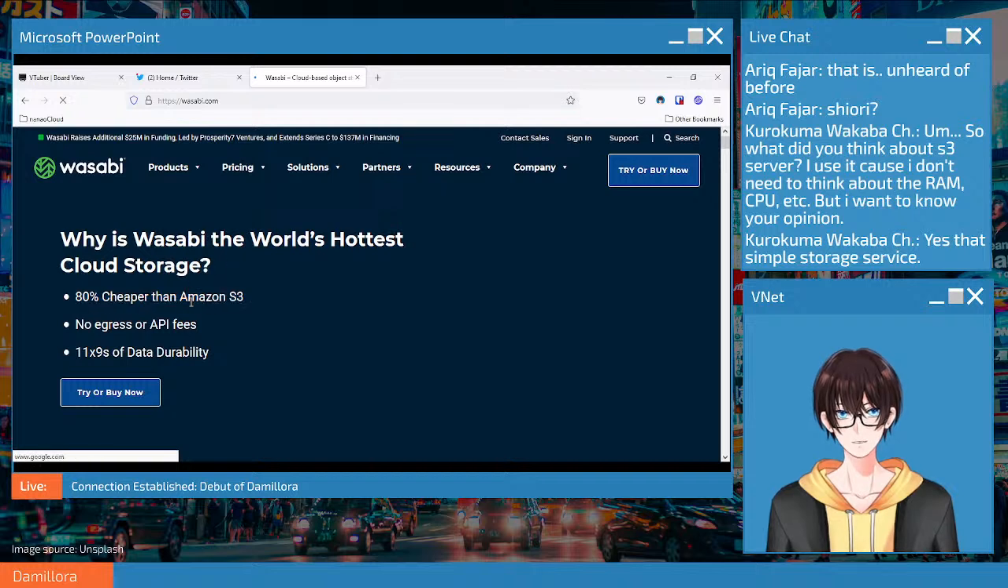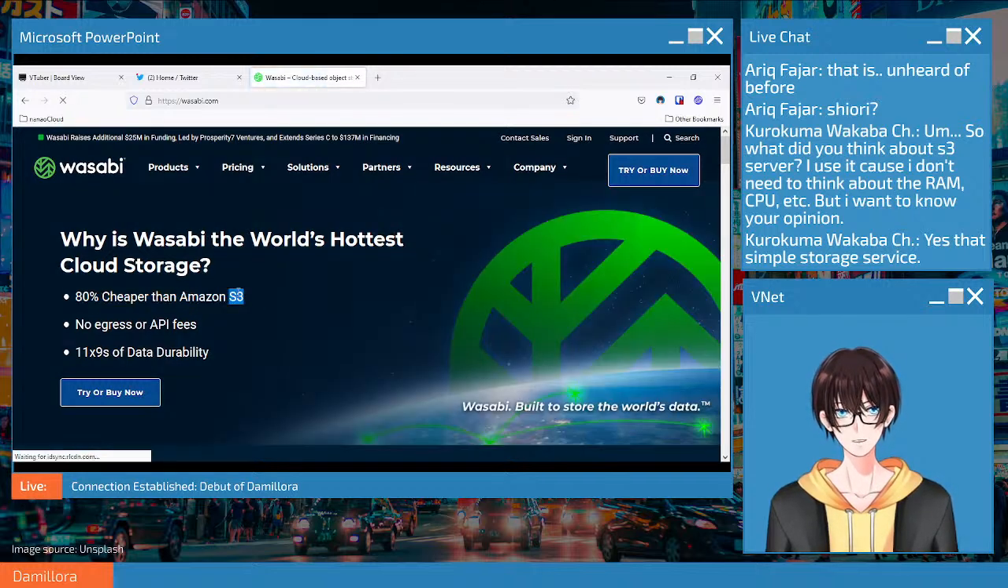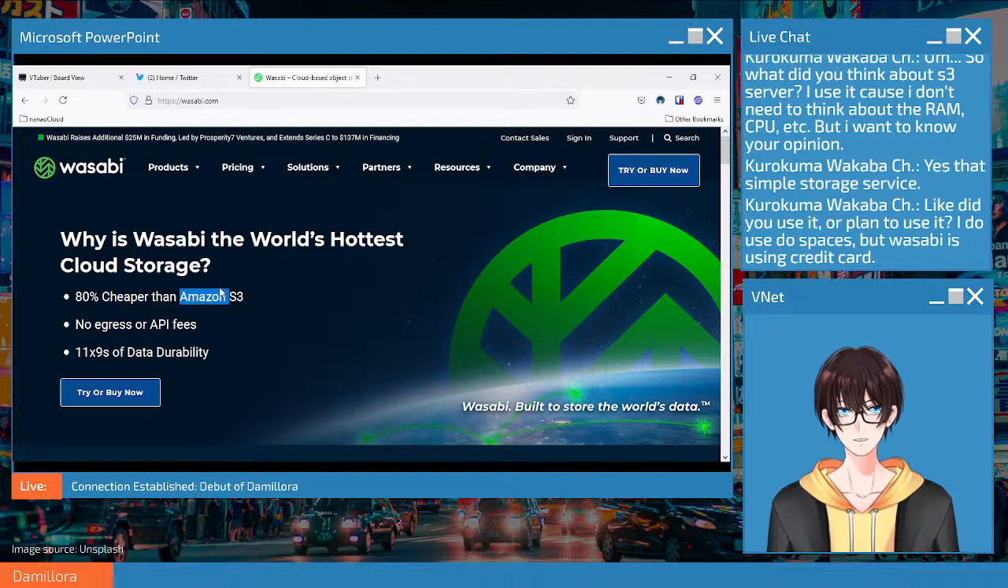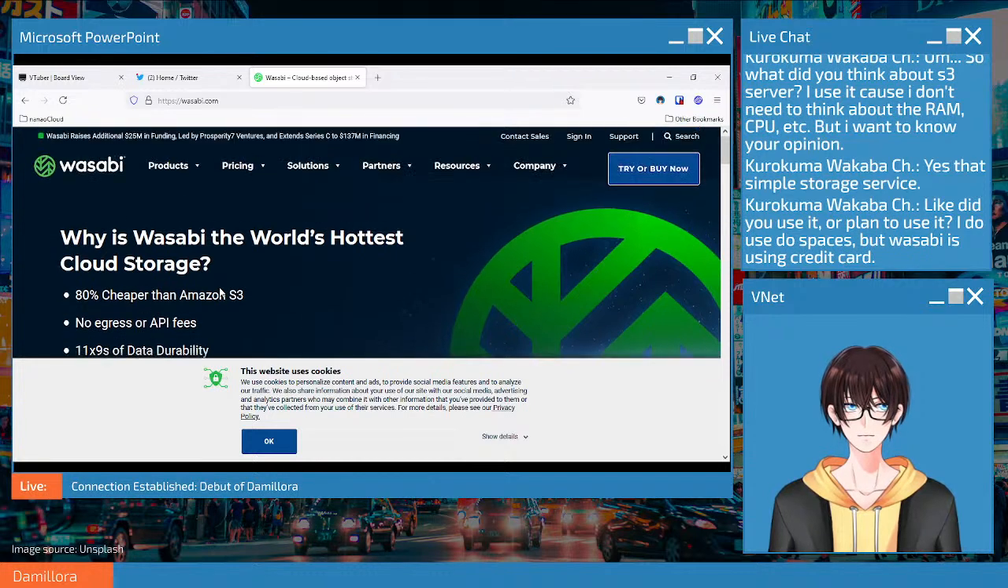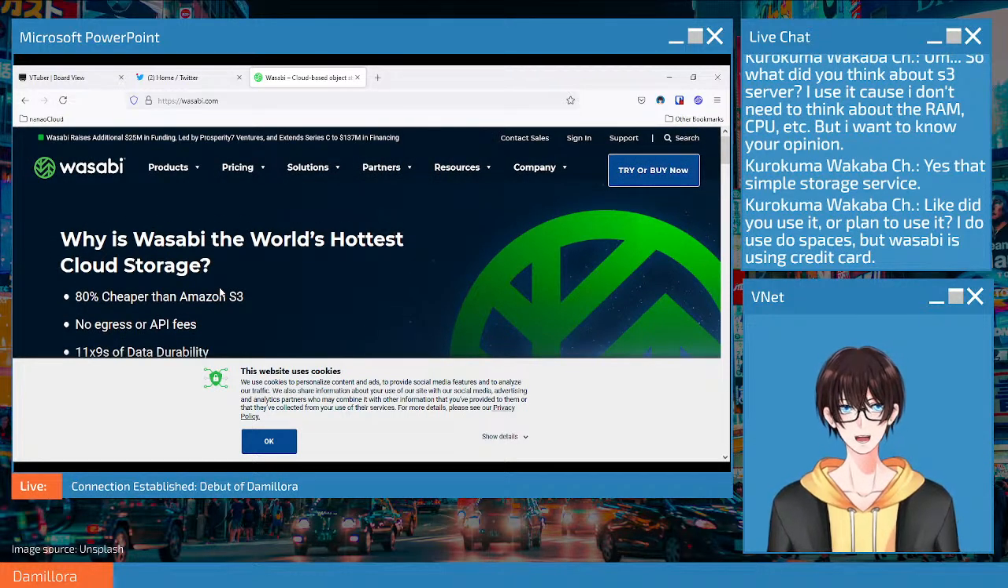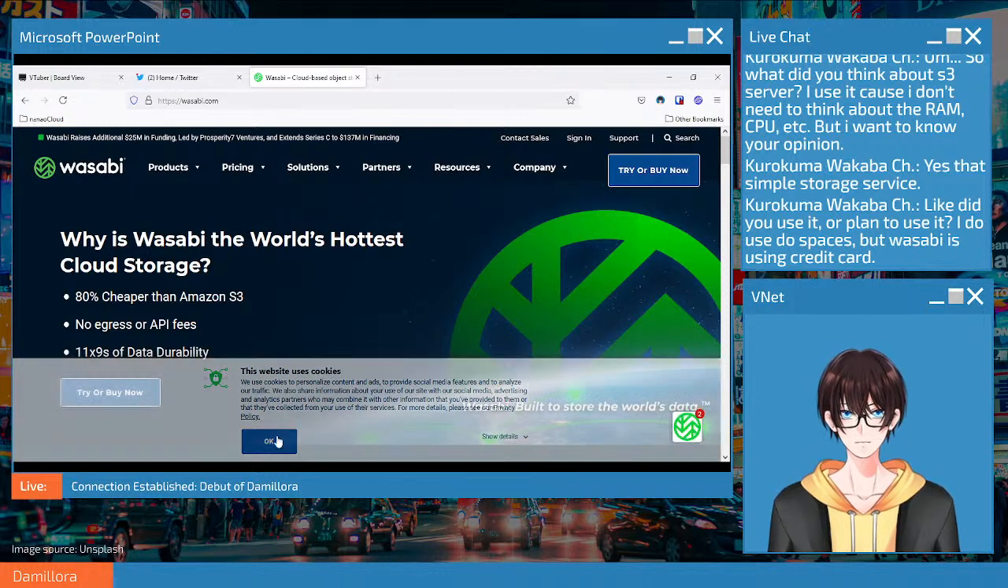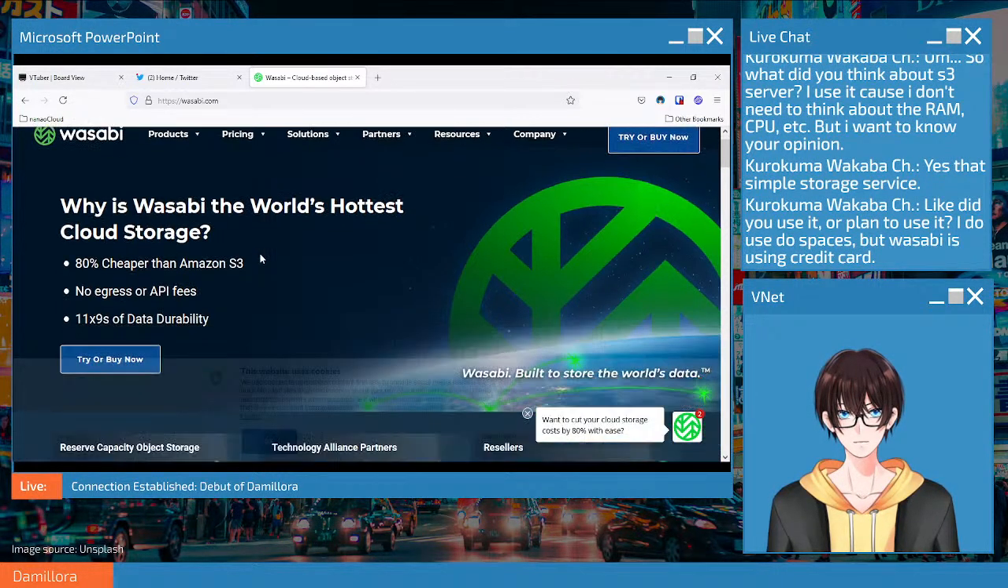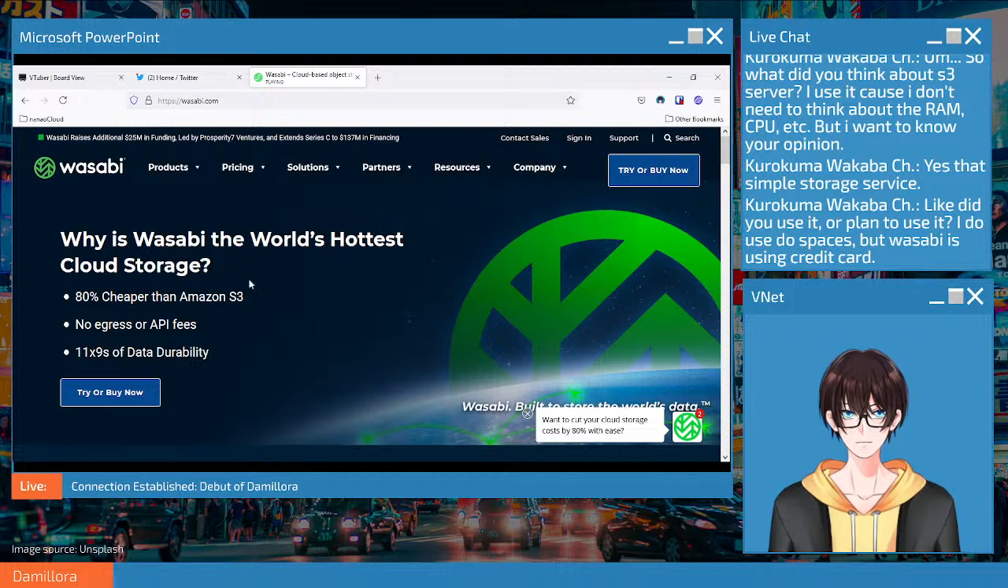And I do use object storage for stuff that is pretty big, like for example video. And yeah, I actually do host files. Did you use it or plan to use it? I am using it. I can in fact log in right now to my console and just see what buckets I have.